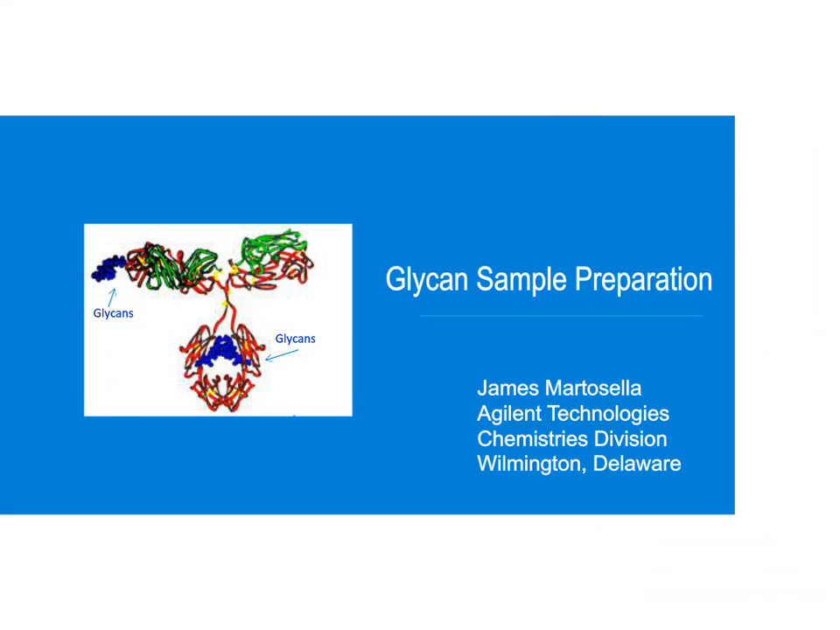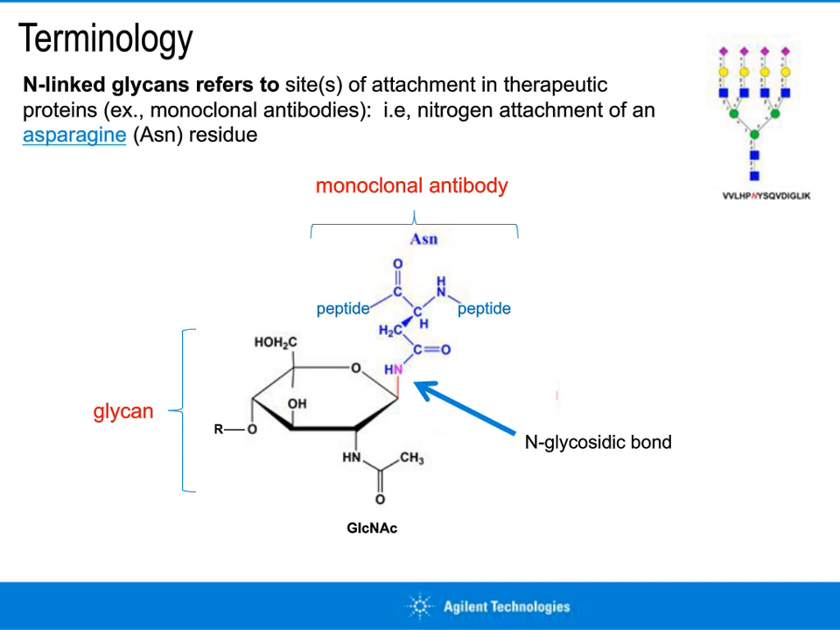However, before we get started, I'd like to review some key terminology. When we talk about the majority of glycan profiling of therapeutics, such as monoclonal antibodies in this example, we are referring to N-linked glycans. In general, the linkage of carbohydrates to proteins can occur through either O linkages or N linkages.